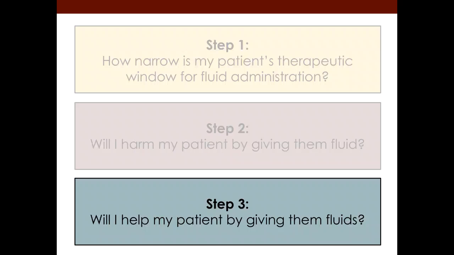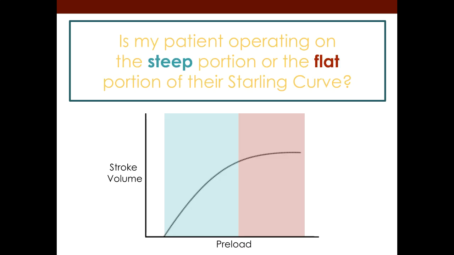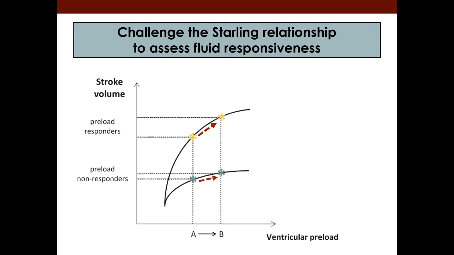All right, let's move on to step 3. Will I help my patient by giving them fluids? Here's where we assess fluid responsiveness, and this is where things get a little bit more complicated. Remember how our whole goal here is to figure out if my patient is operating on the steep portion or the flat portion of their Frank-Starling curve. And we talked about how we do that: we challenge the Starling relationship. Okay, that's great, but how are we going to functionally translate this to the bedside? Here's how we're going to do this.